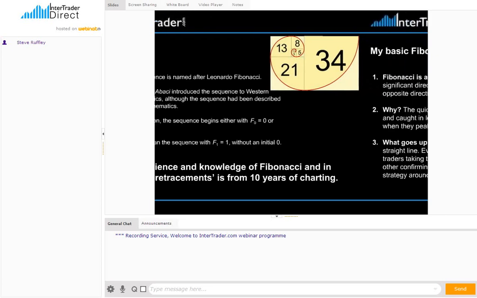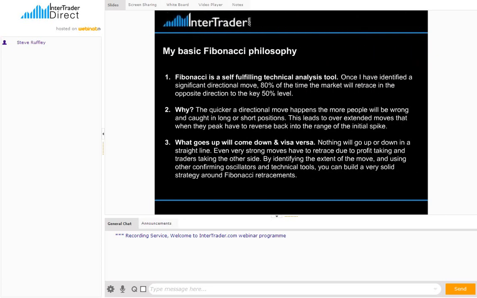So my basic philosophy of using Fibonacci, and again, you can read this in my books, it's a big part of my book, and it just basically says that it's a self-fulfilling technical analysis tool. Once you've identified, and this is the whole point with Fibonacci, this is what you have to get into your own head: if you can identify a strong directional move or a significant move in the market, 80% of the time that move will retrace back to 50%.